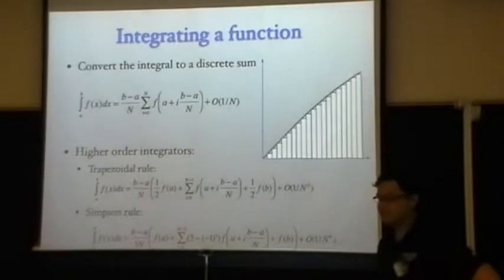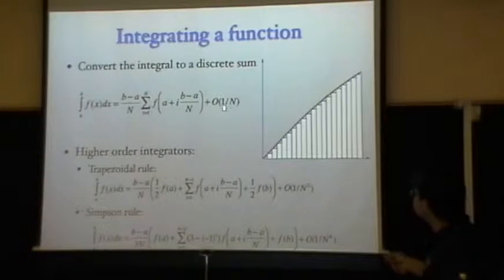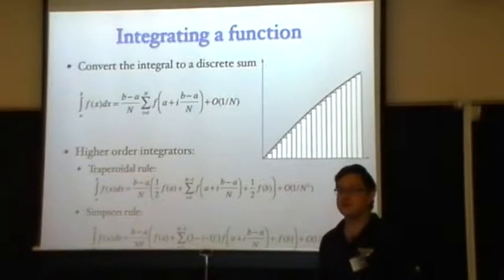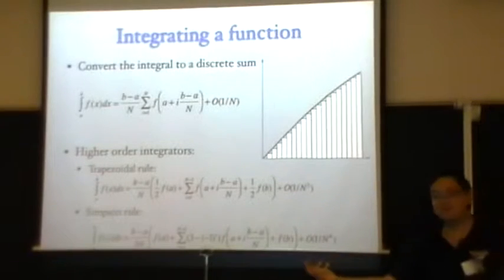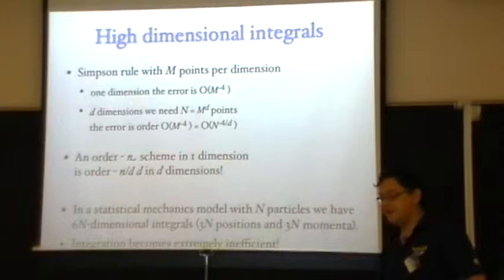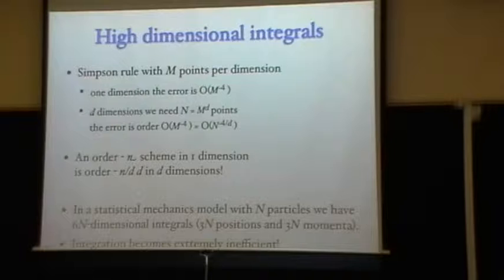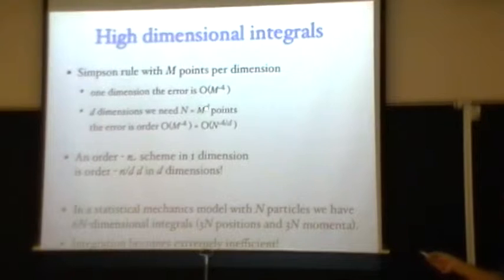So what is the error here? For the rectangles it's 1 over n, with the midpoint rule 1 over n squared, with Simpson's rule 1 over n to the fourth, so it converges pretty rapidly. But now what happens when you go to 2 dimensions, 3 dimensions, 4 dimensions, a million dimensions? Then this becomes very slow and bad. Because in 1 dimension, it scales like the number of points to the minus 4, but in d dimensions, we need n to the d points.